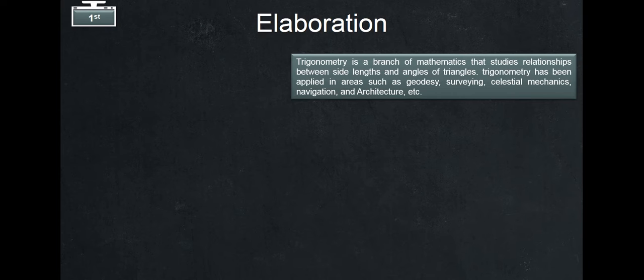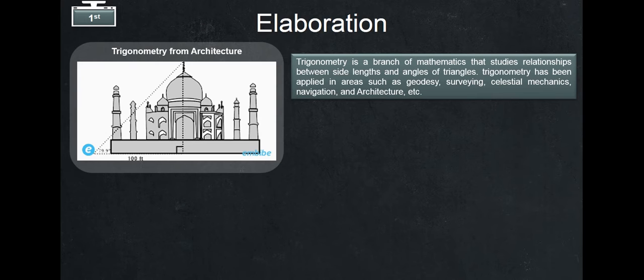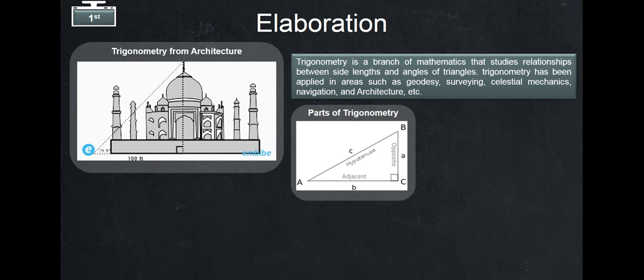Trigonometry is a branch of mathematics that studies relationships between side lengths and angles of triangles. Trigonometry has been applied in areas such as geodesy, surveying, celestial mechanics, navigation, and architecture. Here is an example of trigonometry in an architectural building. To find the height of a building, we can use the trigonometric formula by observing the angle and length of the observation point. The parts included in trigonometry can be seen from a right triangle ABC.